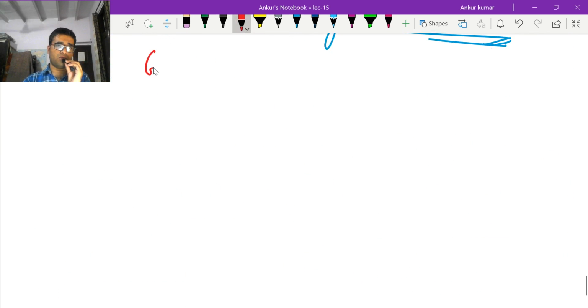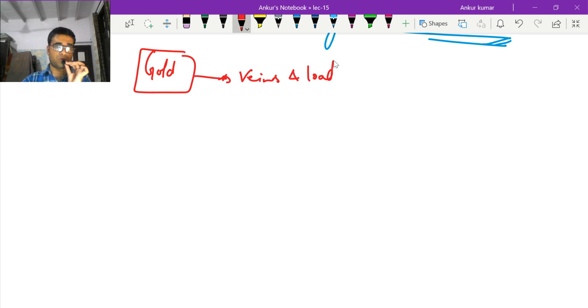One is gold, another is diamond, right? Gold is basically found in veins and lodes, plus in placer deposits in the river sediments. Okay, sand of the river.